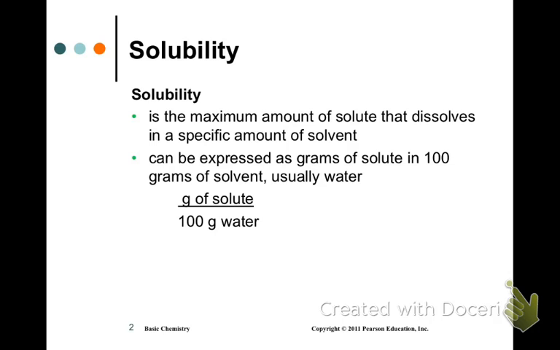So solubility is the most solute that can dissolve in a certain amount of solvent. Let's make sure we get those terms correct. So the solute is the substance that gets dissolved. The solvent is the material that is doing the dissolving. Generally, the solvent is the one in higher amount, the one that you have more of.